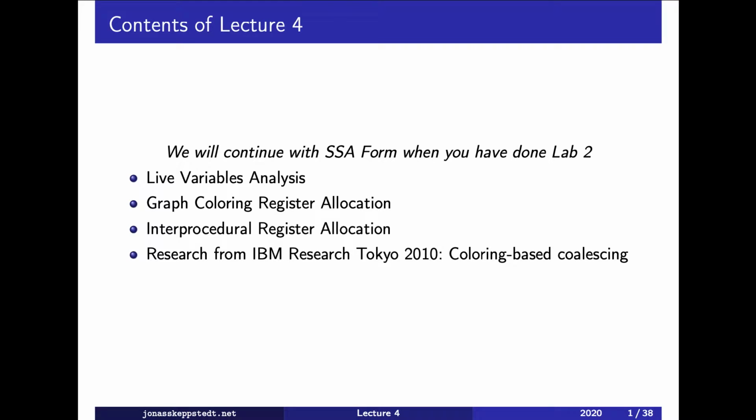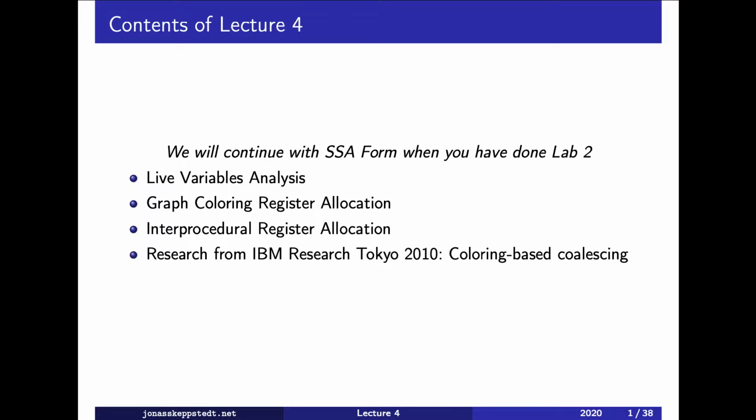In this lecture we will look at register allocation, and we will resume optimizations on SSA form when you have done lab 2. So we will first look at something called live variables analysis, which is used to construct the interference graph. And then we will see the Chaitin algorithm for graph coloring register allocation.